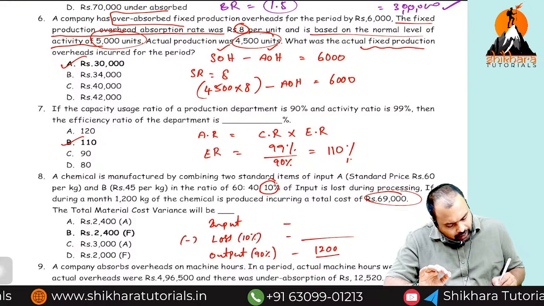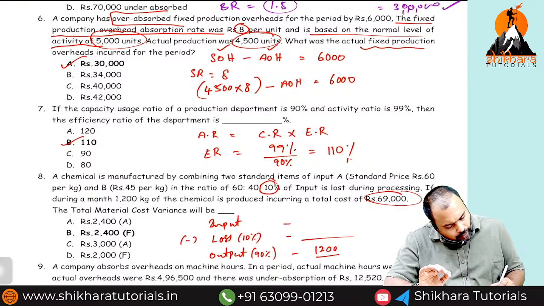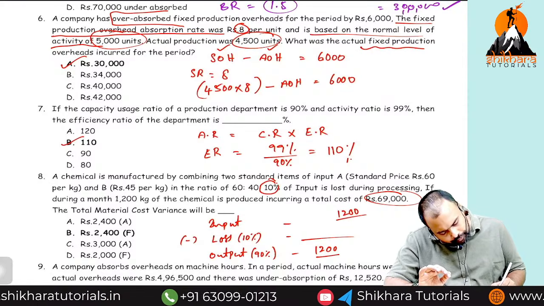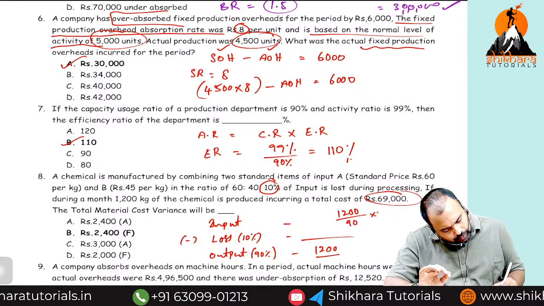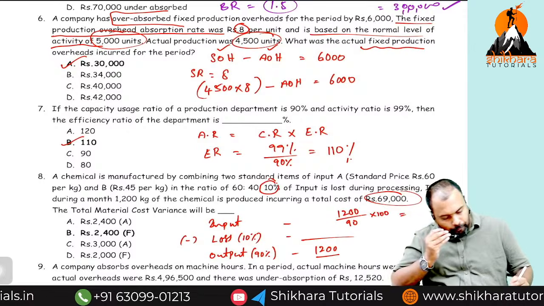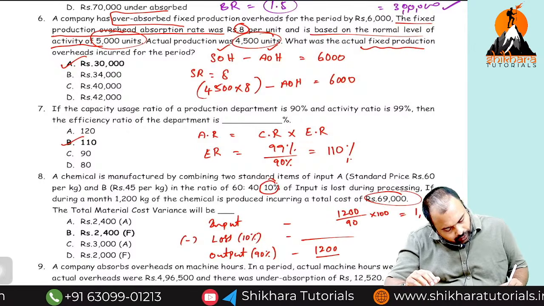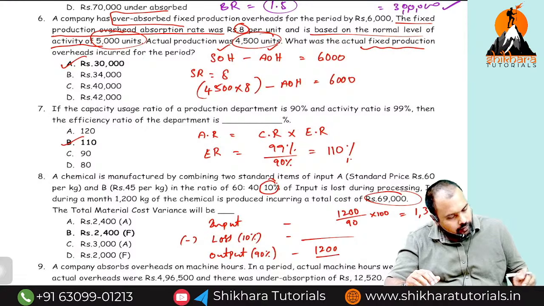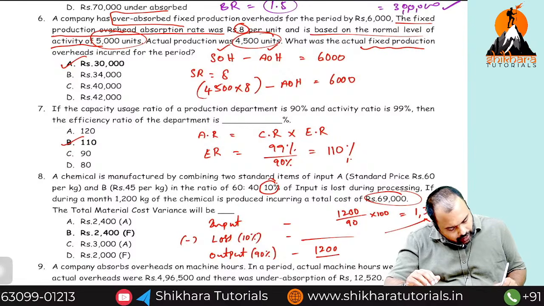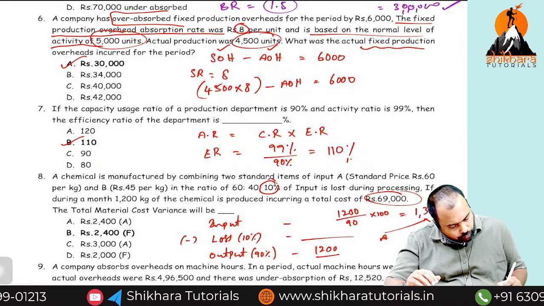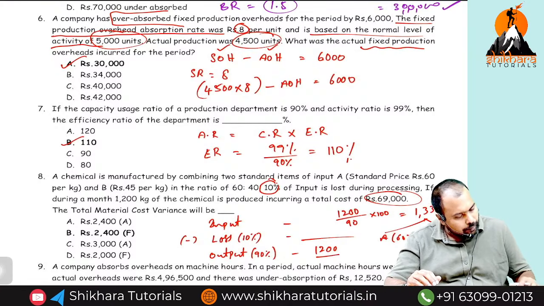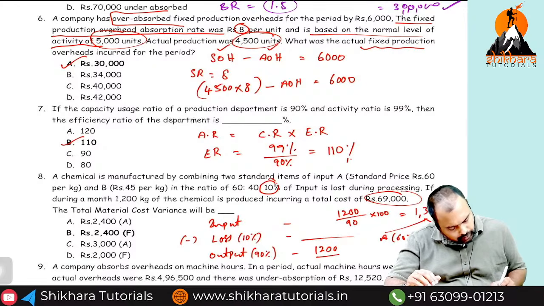If 90 is 1200, then for 100 how much is it? So it has to be 1200 divided by 90 into 100, which is equal to 1333.33. Out of 1333.33, A is 60% and B is 40%. This has to be 60% and this has to be 40%. So what is 60% of that? 60% of that is 800.